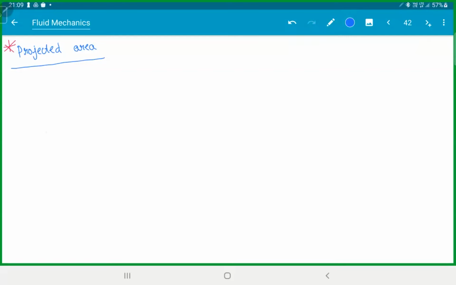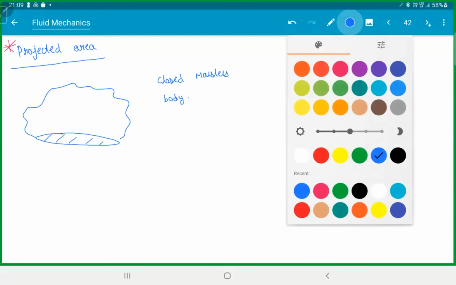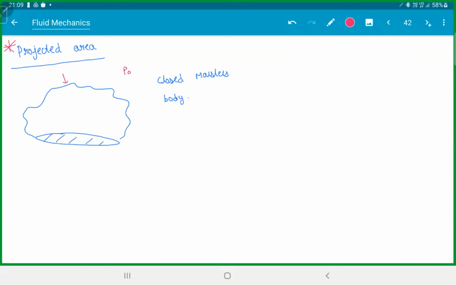See, suppose you take any random amoeba shape like this, completely a closed figure, closed, massless body. Now tell me, if you have a pressure P naught here, how will the pressure act on this? The pressure will act on every point. So on this thing, the net force should be 0, isn't it? What happens if the net force is not 0? If net force is not 0, and if you keep it in the room, what will happen? It will just fly, right?